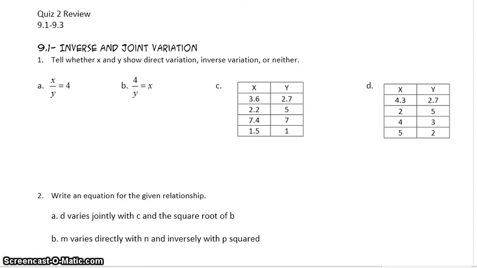Welcome to Quiz 2 Review. Today we're going to be talking about 9.1 through 9.3. So first, let's talk about 9.1, inverse and joint variation.